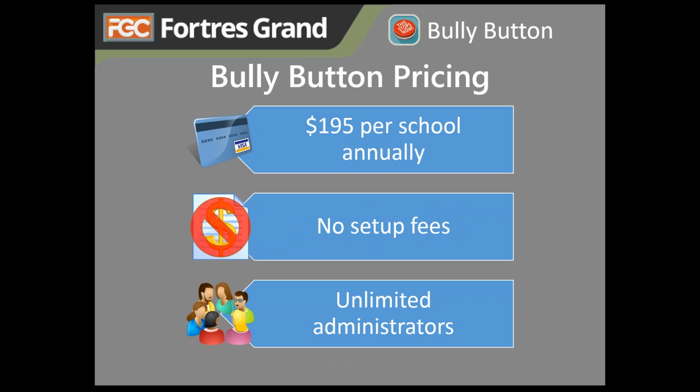So that's kind of an overview. Real quick, the pricing for Bully Button is $195 per school per year. There are no setup fees, and you can have unlimited administrators. So if you have 3 administrators that deal with bullying at your school, that's fine. If you have 10, that's fine as well. And also, if you're in a district, you can have different administrators at different schools, and that also applies to the alerts, as we'll see when we get inside of the Bully Button interface.